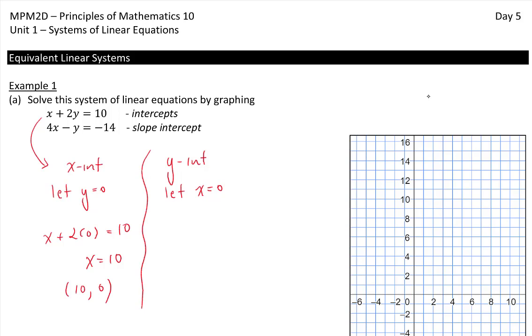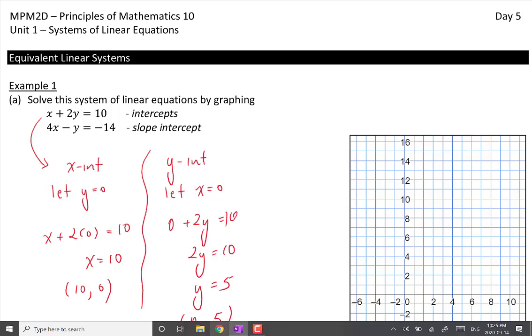Next is the y-intercept. We let x equal 0, so we get 0 plus 2y equals 10. Which means that 2y equals 10. Dividing both sides by 2, we get y equals 5, which tells us we have a y-intercept of (0, 5).